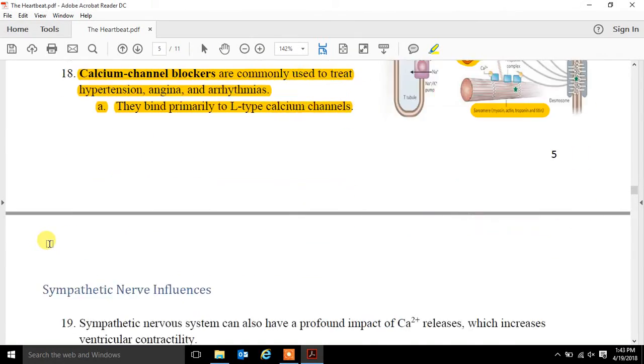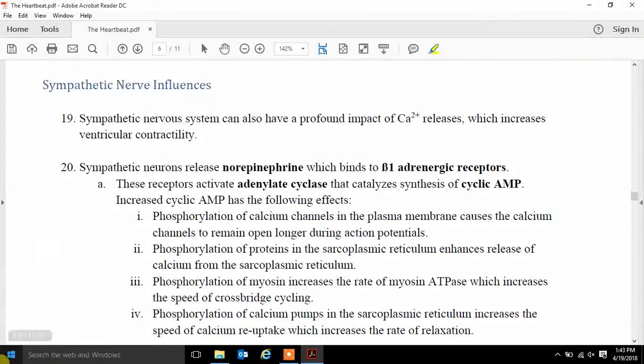Okay, well, if you've had 335, you know that the sympathetic nerves not only innervate the SA node, but they actually innervate the myocardium and can have a direct impact on the cardiomyocytes. And they have their effect through calcium release, which therefore alters ventricular contractility. That's going to help increase our ejection fraction, which is going to improve our stroke volume, cardiac output, and so on and so forth.